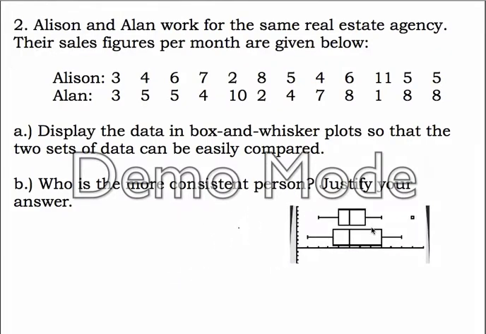Alright, so if I look at the snapshot of this, look at the box and whisker plot, then you see here the interquartile range is different. Okay, and the range is also different. So the top one is the first list we typed in, which is Allison, and the second list is Alan. So it looks like Allison is more consistent, okay, because she has a smaller interquartile range. So most of the time, her sales figures don't vary very much. Okay, so Allison is more consistent.